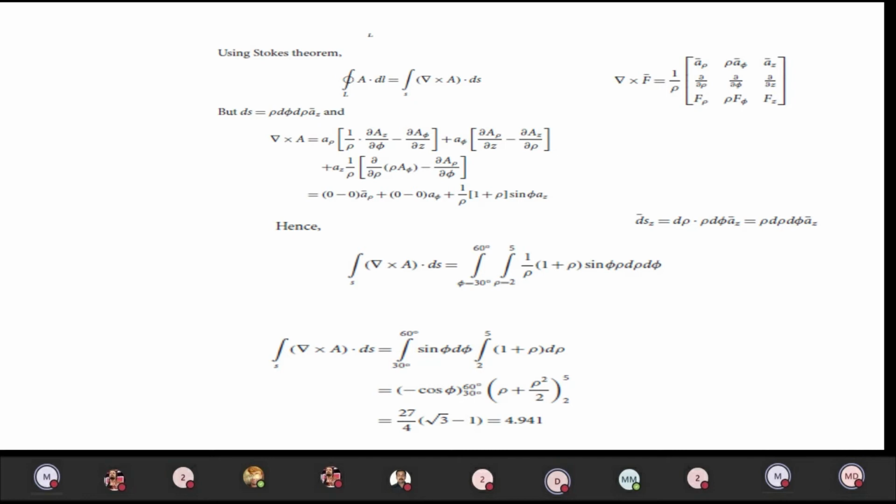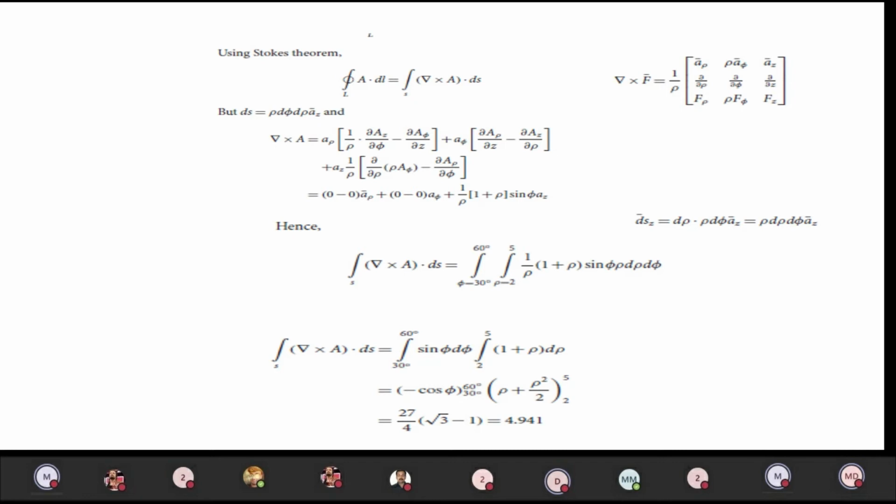To continue, what type of ds do I have to substitute? Because del cross A is along the z vector, I have to substitute ds z, so ds is equal to d rho d phi a z. We substitute that in the surface integral of del cross A dot ds.